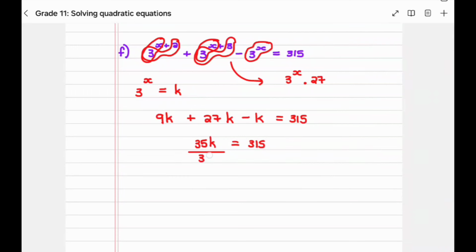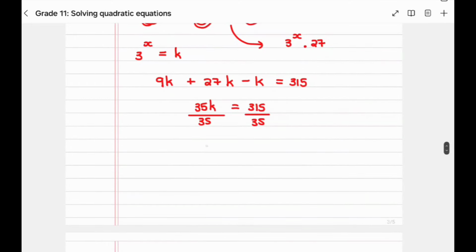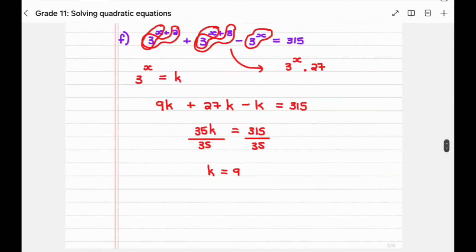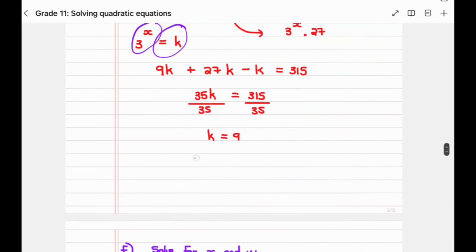And then we divide with 35 on both sides. And 315 divided by 35 gives you that k is 9. But now, be careful. If you made 3 to the power xk, now it's the time to go put it back in. And again, your prime base.